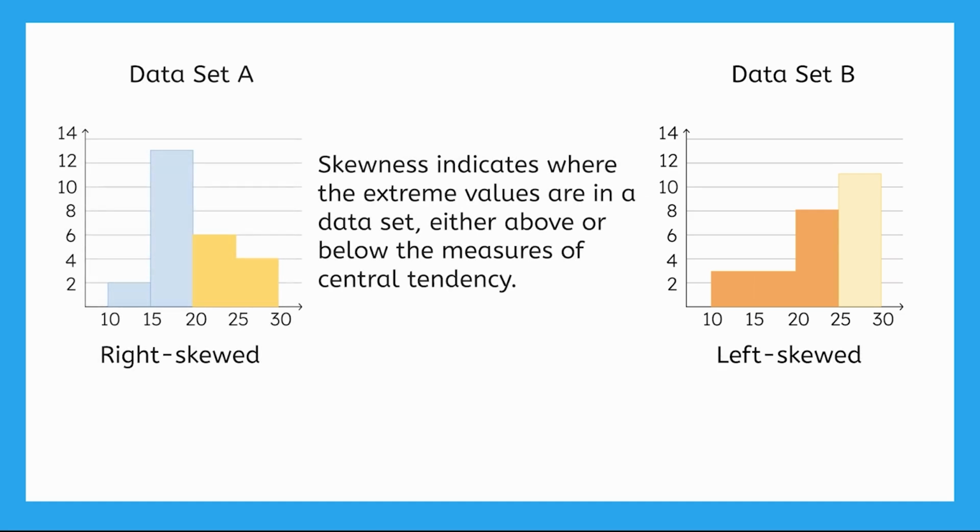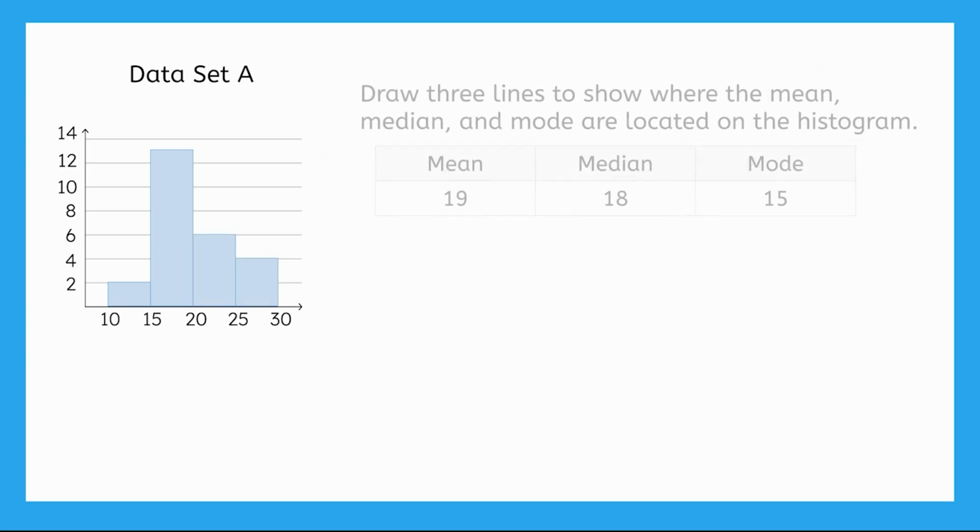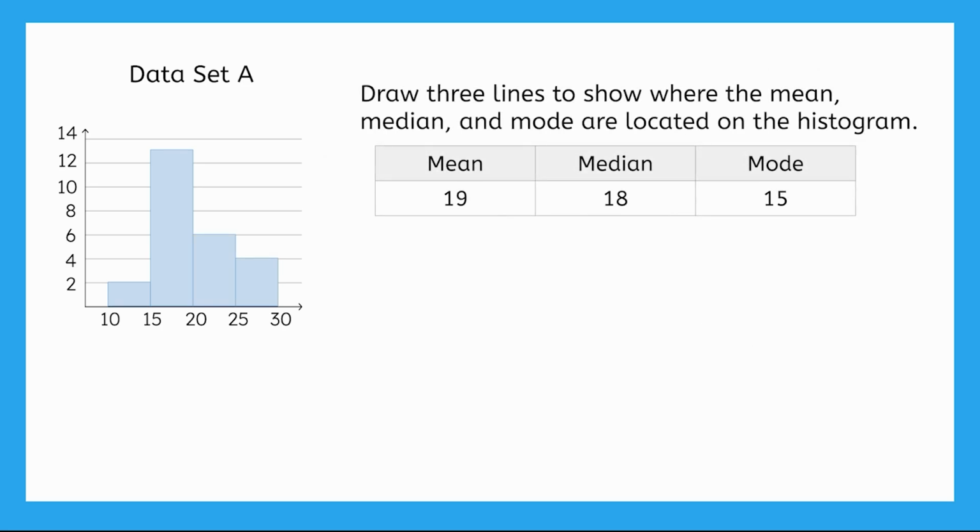The skewness of a graph indicates where the extreme values are in a dataset, either above or below the measures of central tendency. We know from our previous lesson that extreme values, or outliers, can affect the mean and median of a dataset. So let's see what skewness can tell us about how the measures of central tendency compare to one another in an asymmetrical distribution. On histogram A in your guided notes, draw 3 lines where the mean, median, and mode are located.